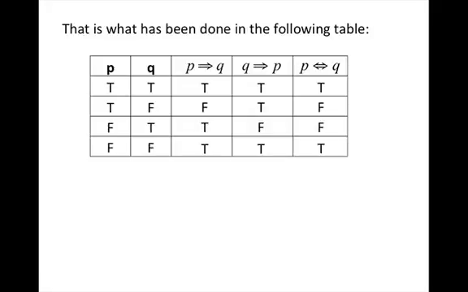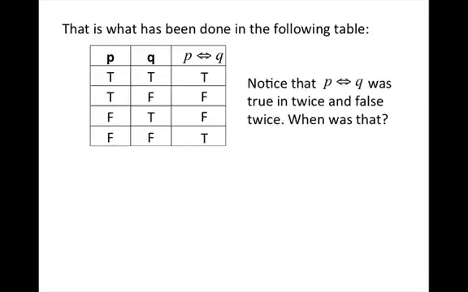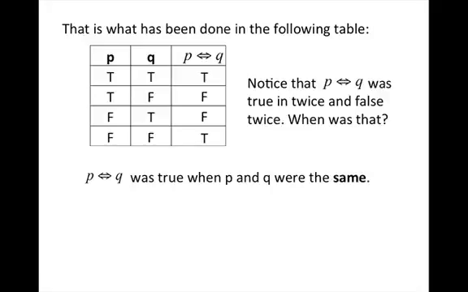So let's look at how that biconditional compares to my original P and Q. So I've taken out the two implications. So if you remember, P implies Q was true, false, false, true. Notice that the P if and only if Q was true twice and false twice. So we want to look at when that was. The biconditional was true when P and Q had the same truth values. So in line 1, P and Q were both true and my biconditional was true. In line 4, P and Q were both false and my biconditional was true.